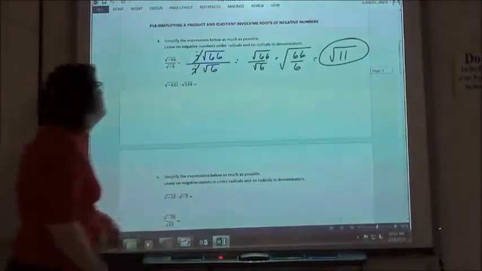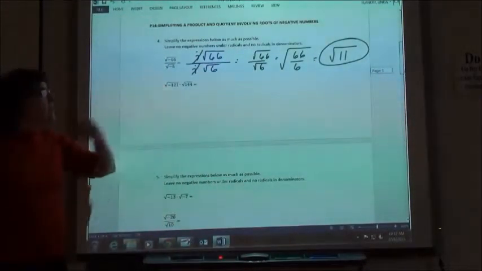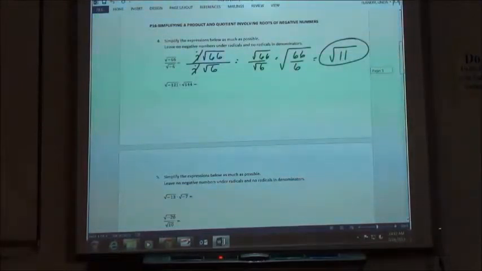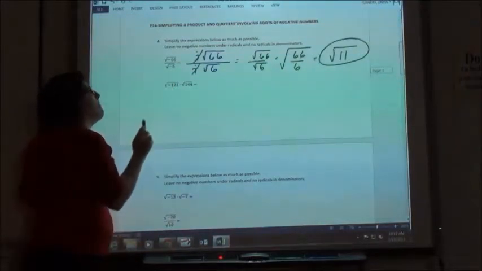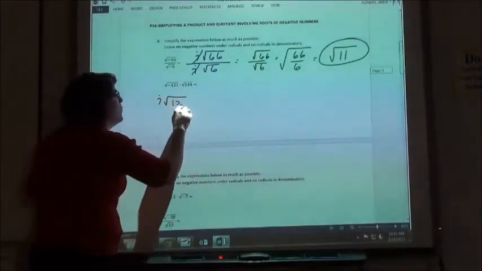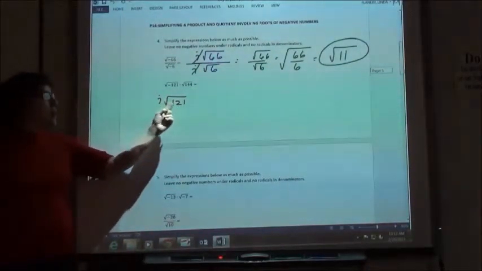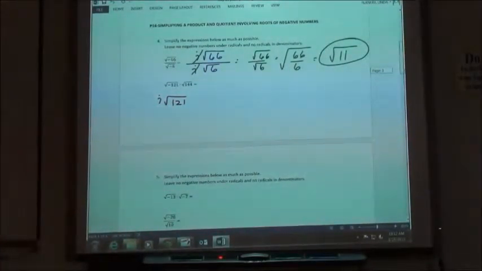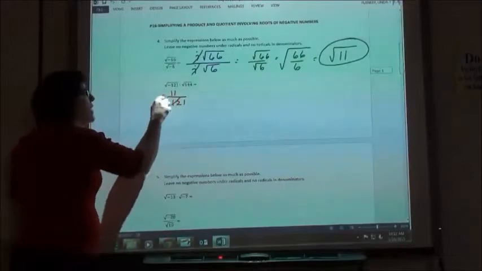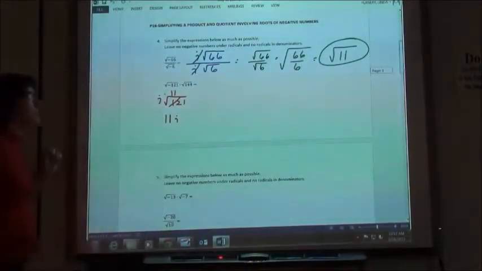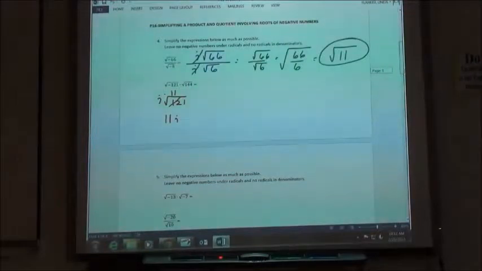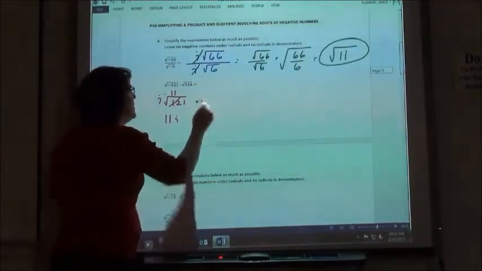Now if we look at the next one, we have negative square root of 121. What do we do with that? You're going to do equals i square root of 121. Now, can I simplify that part further? Can you do the square root of 121? Oh yeah, 11. So this becomes 11, and so i times 11, we're just going to write as 11i, right?